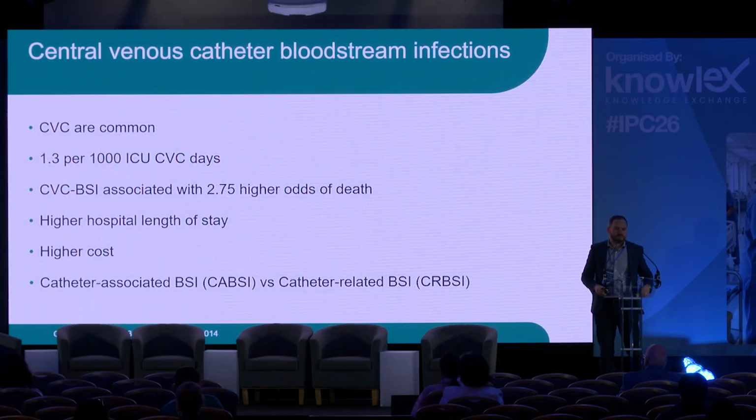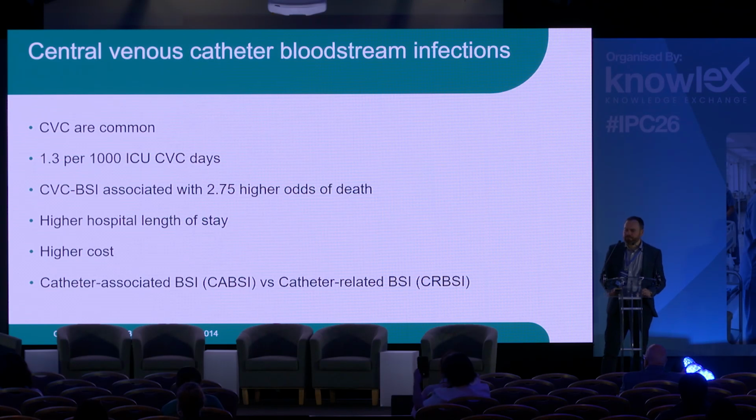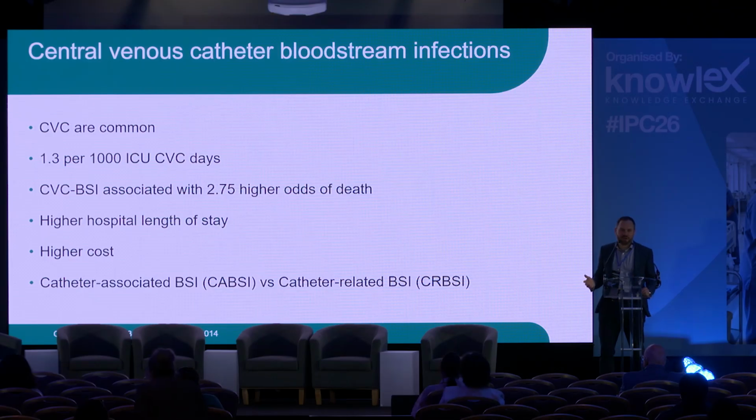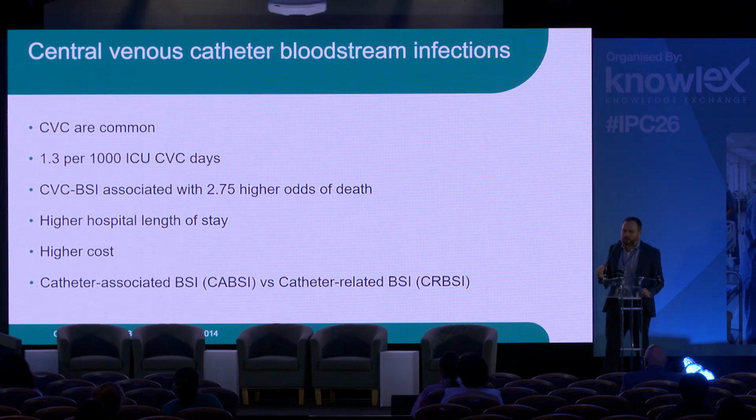So ICQIP is a surveillance program that is predominantly focused around central line bloodstream infections. The obvious thing to say is that central lines are incredibly common. So even if an infection is an infrequent event in a highly used device, it becomes a big problem. There's approximately 1.3 central line bloodstream infections per 1,000 ICU central line days.